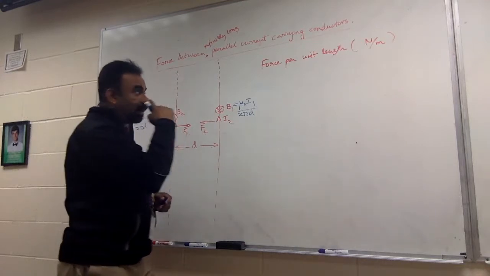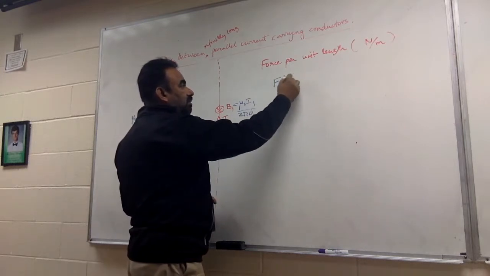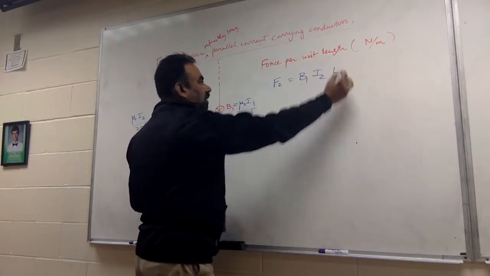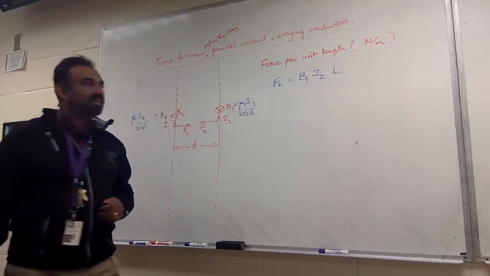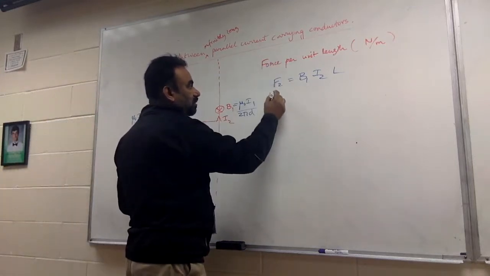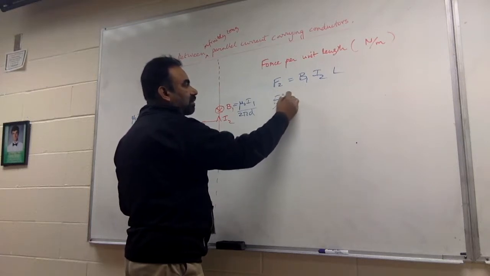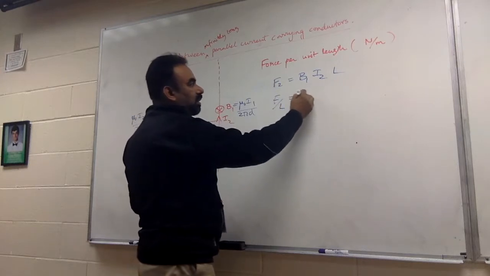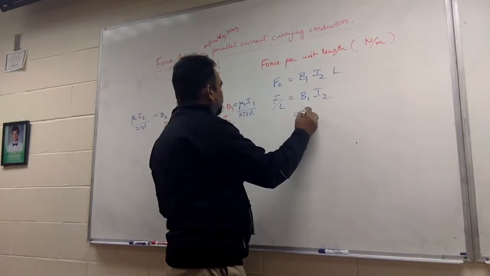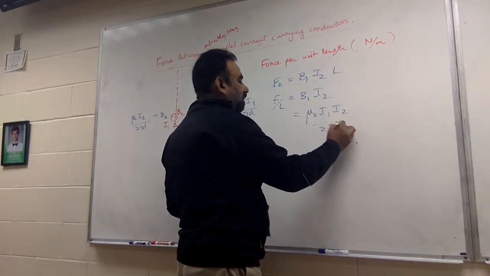Force on the entire wire is F2, which is equal to B1 I2 L. But we are not interested in the entire force. We are interested in force per meter. So force per length is equal to B1 I2. So substitute B1 there. What do you have? Mu naught I1 I2 over 2 pi d.